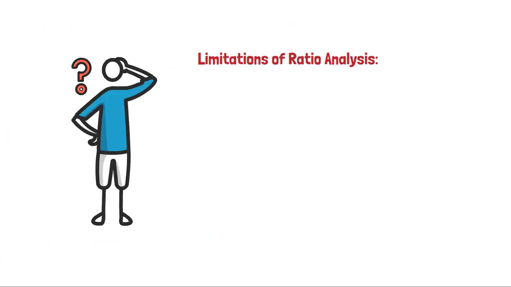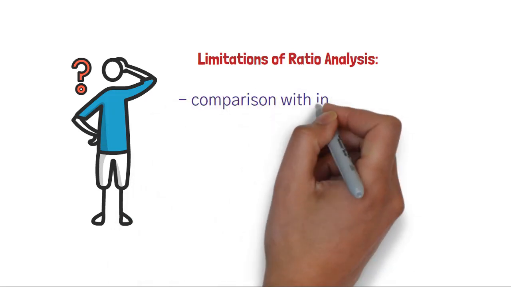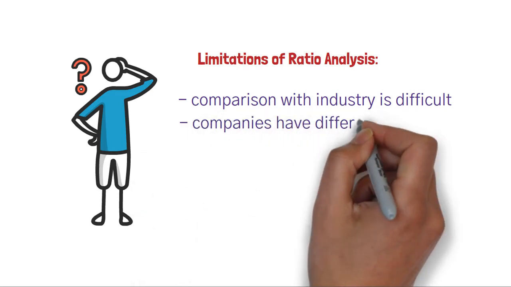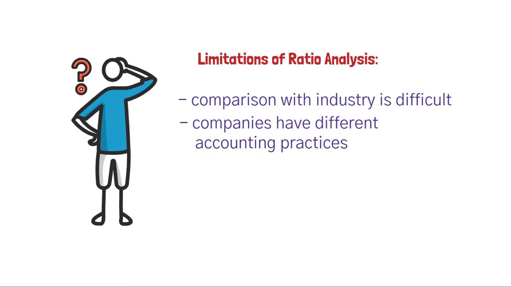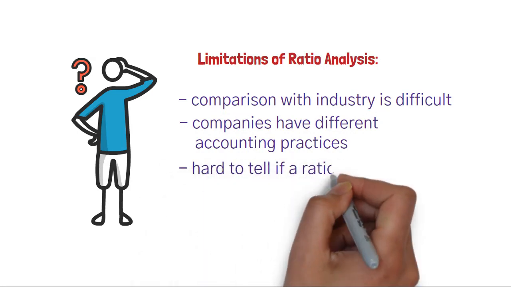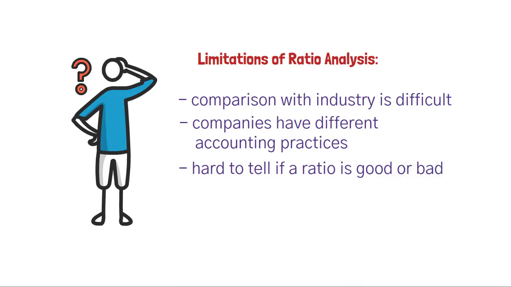The ratio analysis is also subject to many limitations, such as comparison with industry is difficult because a company can belong to many industries at the same time. Companies follow different operating and accounting practices. Sometimes, it's hard to tell if a ratio is good or bad by simply looking at the numbers.